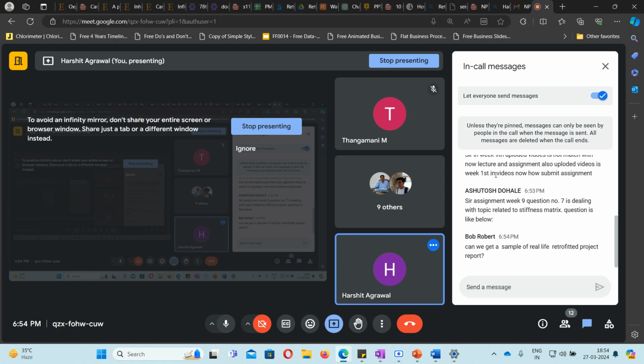Okay, regarding this question, week 9 question 7, it is related to the stiffness matrix. So after class I will look into that question and I will give you a hint how to solve that question.